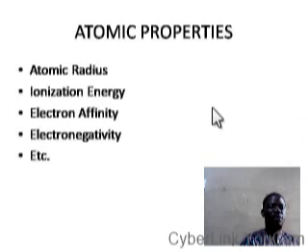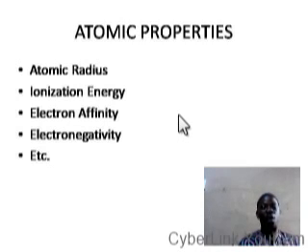Now, the next property that is of importance is ionization energy. Ionization energy is the energy required to remove the most loosely bound electron from the outermost shell of an atom or an ion in its isolated gaseous state. The first ionization energy is the energy required to remove the most loosely bound electron from the outermost shell of an atom in its isolated gaseous state.